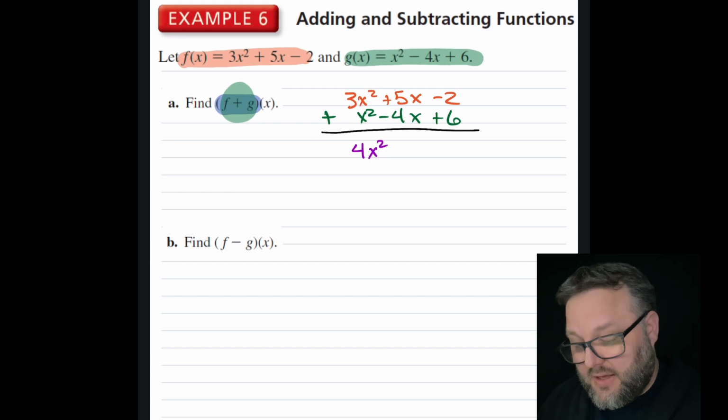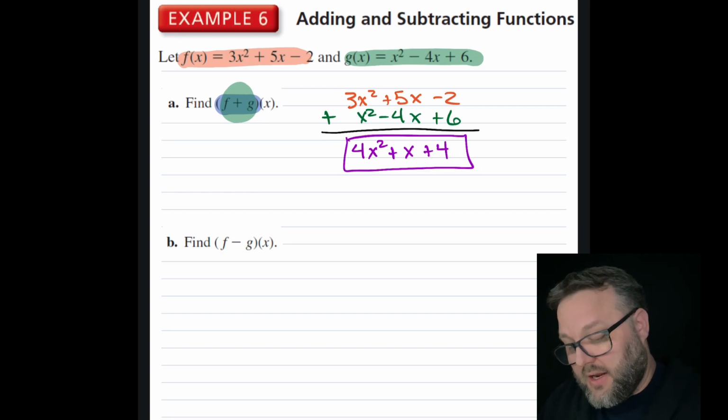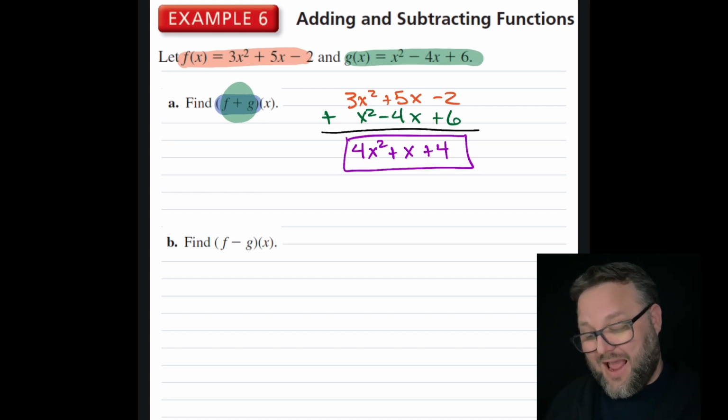5 x's and I give away 4 of them leaves me with 1x. And if I owe 2 but get 6, I now have 4. And here is my answer for A after adding those functions.